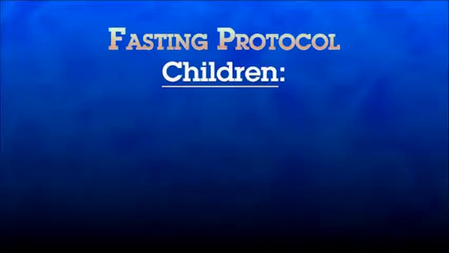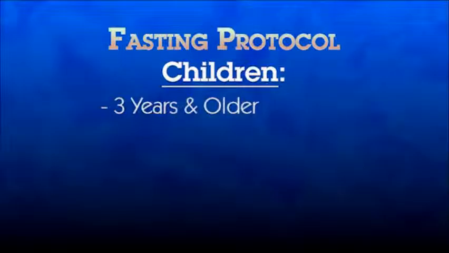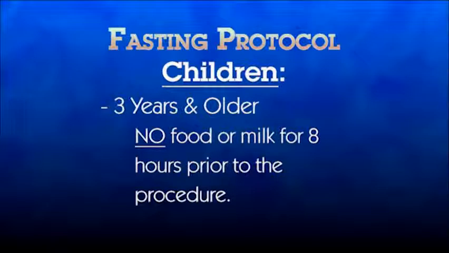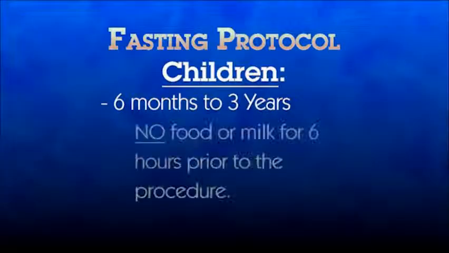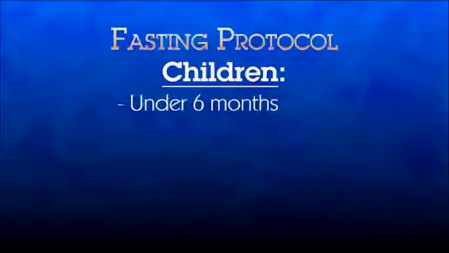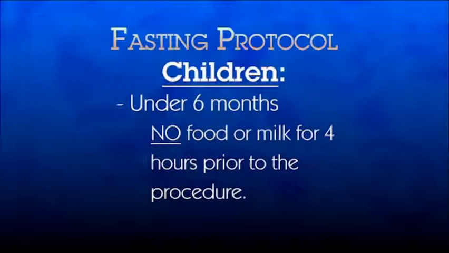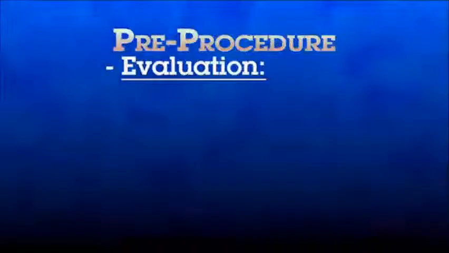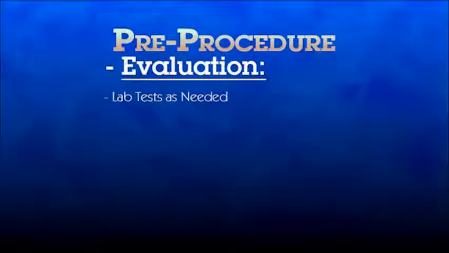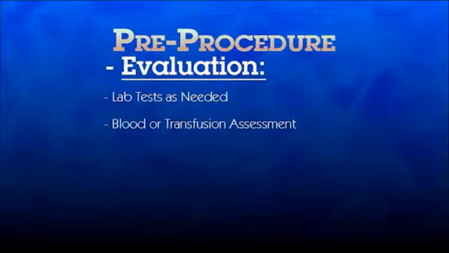The fasting protocol for children depends on the child's age. Children 3 years and older should refrain from food or milk 8 hours prior to the procedure, while children aged from 6 months to 3 years should refrain from food or milk 6 hours prior to the procedure. Infants under 6 months of age should not be given formula for 4 hours prior to the procedure. All children may continue to drink clear fluids after they begin the fasting protocol, but only up to 4 hours prior to the procedure.